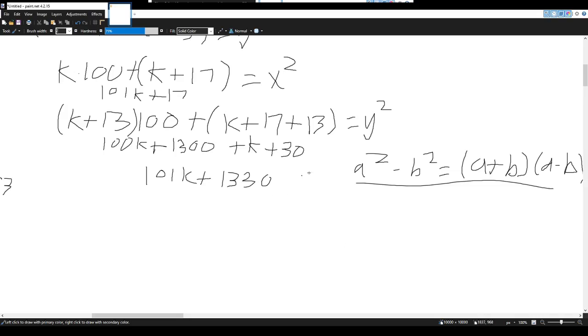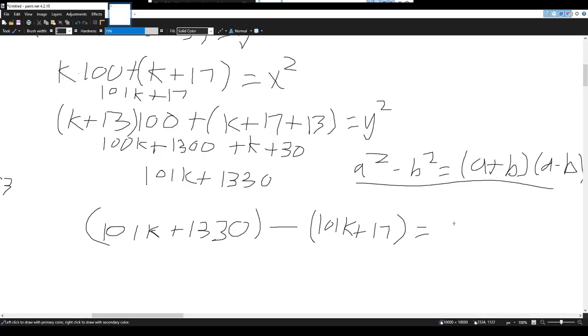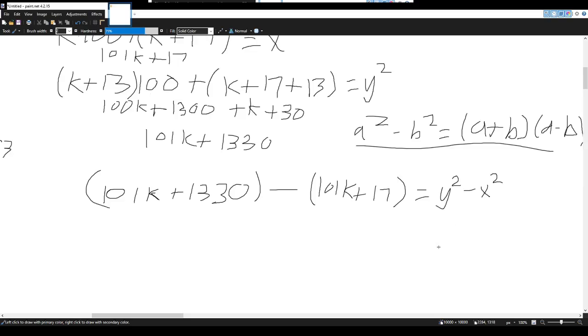So let's do this y squared, right? 101k, that's k, plus 1330, right? And that's the y squared, minus, and then let's do this whole thing, right? The 101k plus 17. And that's the same as saying y squared minus x squared, right?